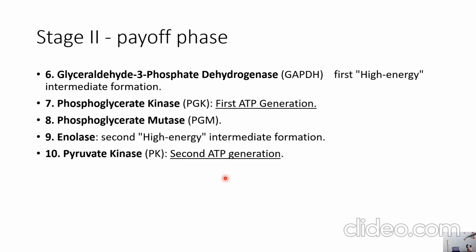Now stage 2, the payoff phase. Glyceraldehyde 3-phosphate dehydrogenase is the first high-energy intermediate formed. Phosphoglycerate kinase, first ATP generation. Phosphoglycerate mutase, and enolase, the second high-energy intermediate formation, and pyruvate kinase will be the second ATP generation. These are the one-sentence descriptions of all these enzymes.